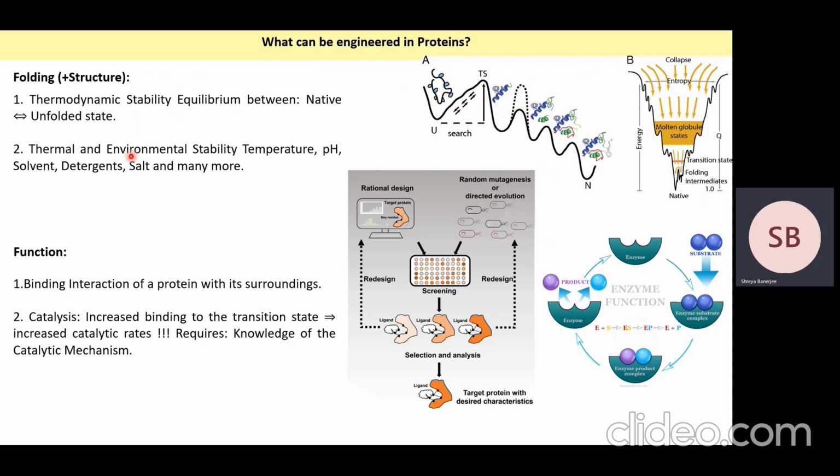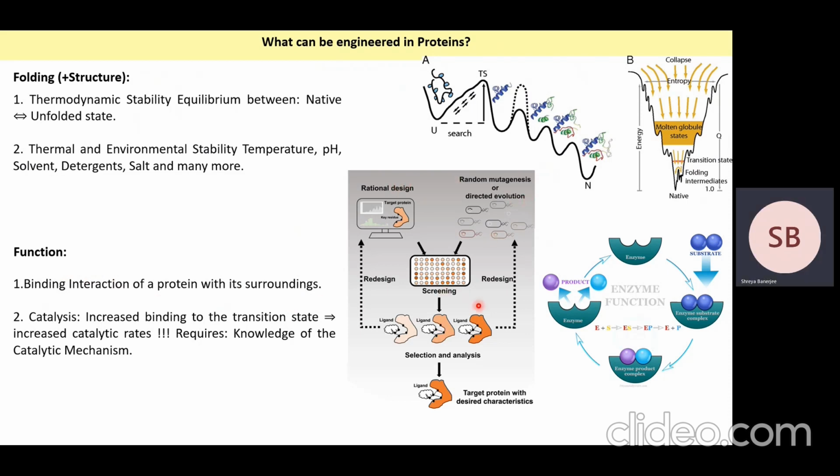And this can be done by targeting its thermal or environmental stability, or its stability in different pH, solvents, salts. So if we target its stability in different conditions, then it will form a different structure in order to gain the maximum stability at that particular condition. Also, the function of a protein can be controlled, like its binding interaction with its surroundings.